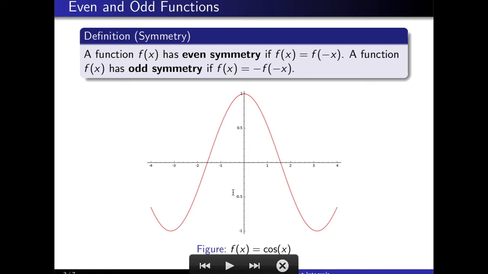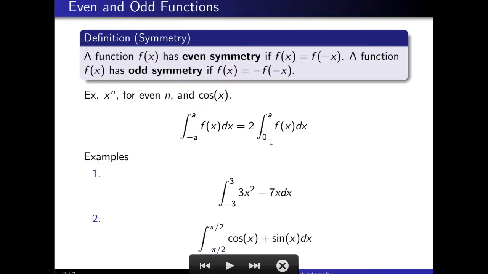We have cosine, and we'll go from, say, minus pi over 2 to pi over 2. Well, the area from minus pi over 2 to 0 is the exact same as the area from 0 to pi over 2. So what we can do is collapse the area from minus a to a as twice the area from 0 to a.